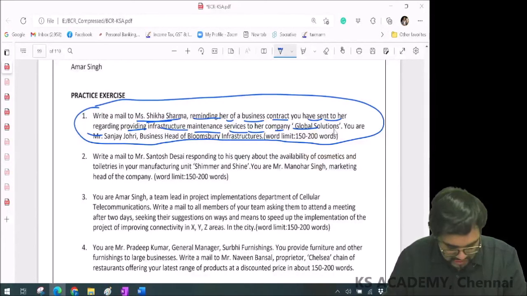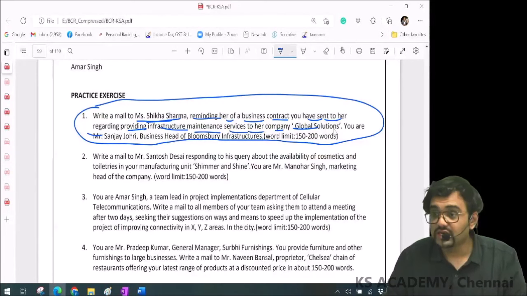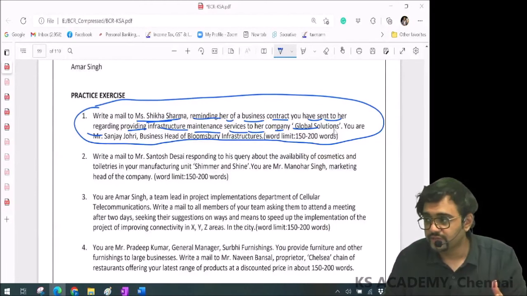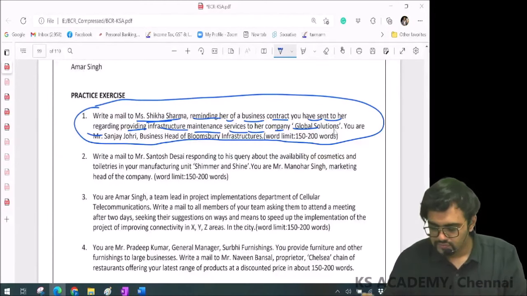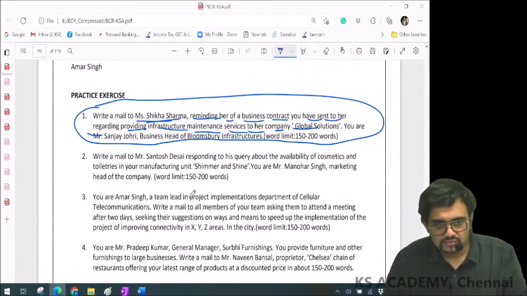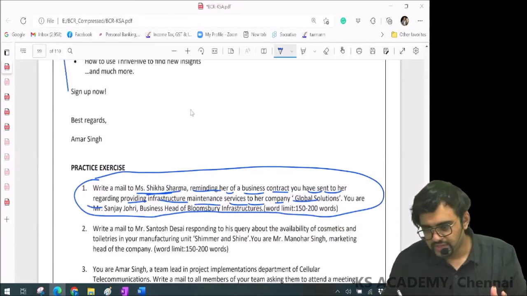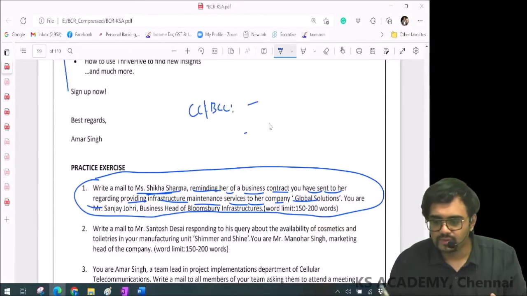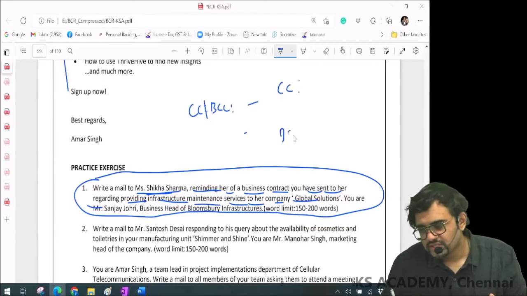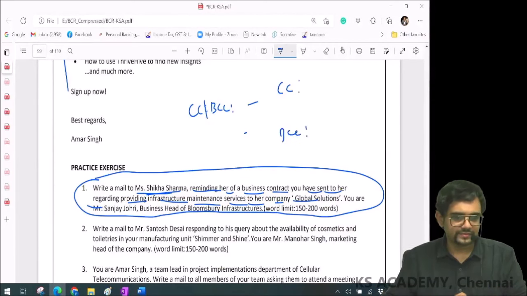Do some brainstorming. This is a contract which has already been sent to them. They have not yet replied. So please write. From, to, CC, BCC can be blank. You can simply write CC, BCC and keep it blank. No problem. It's okay.